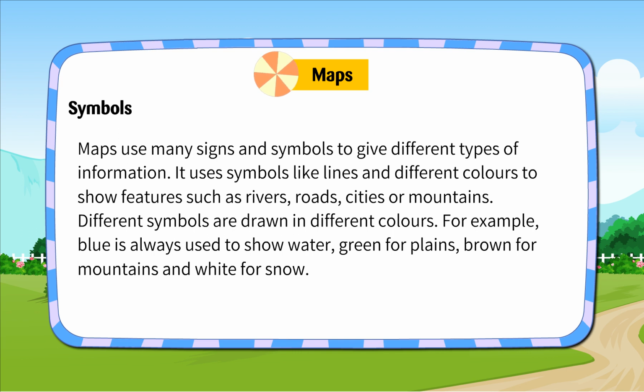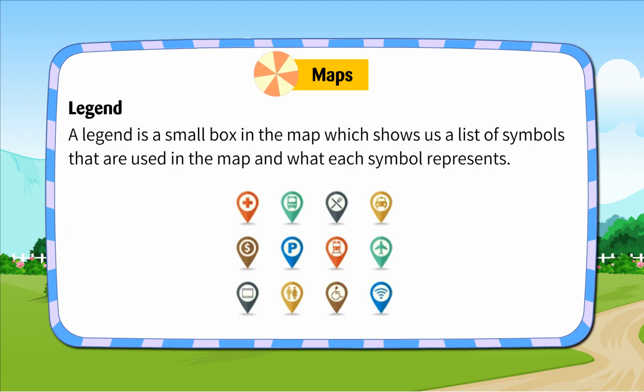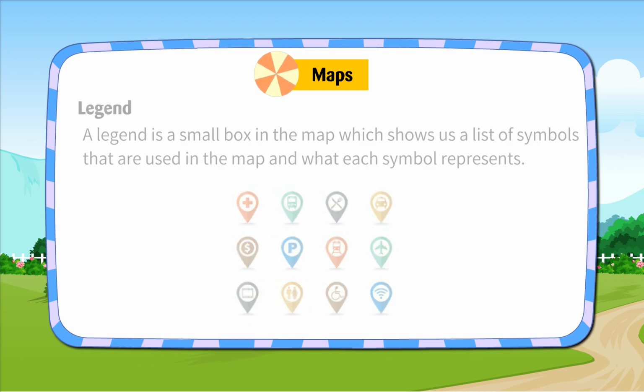It uses symbols like lines in different colors to show features such as rivers, roads, cities and mountains. Different symbols are drawn in different colors. For example, blue is always used to show water, green for plains, brown for mountains and white for snow. Legend. A legend is a small box in the map which shows us a list of symbols that are used in the map and what each symbol represents.